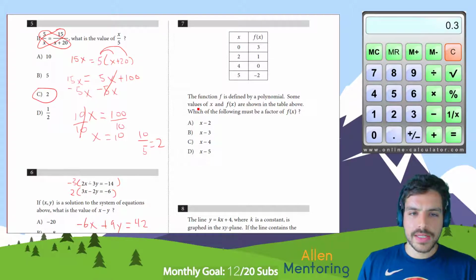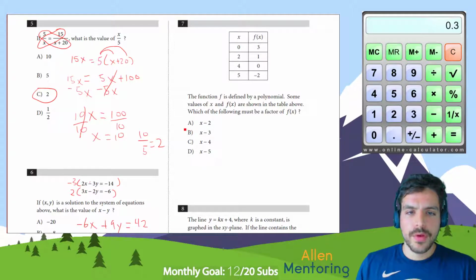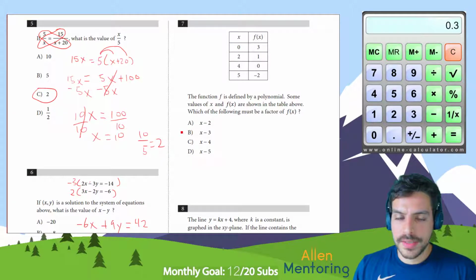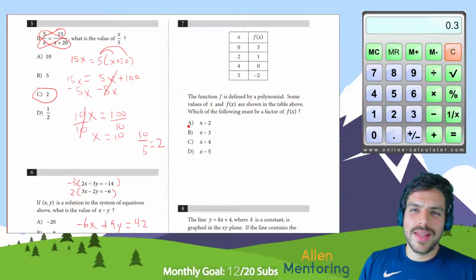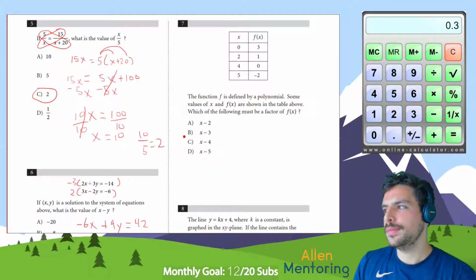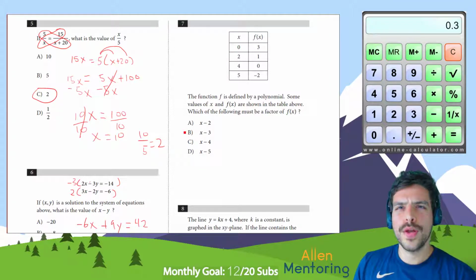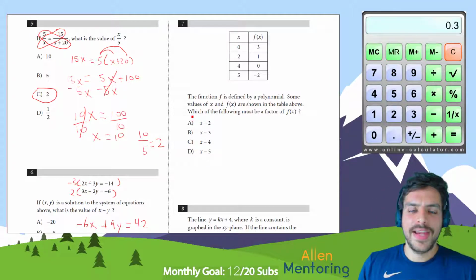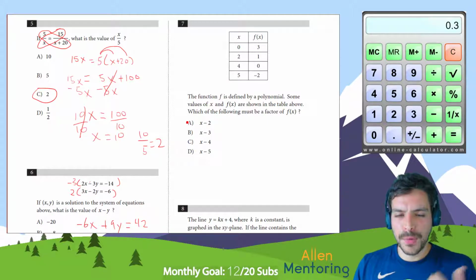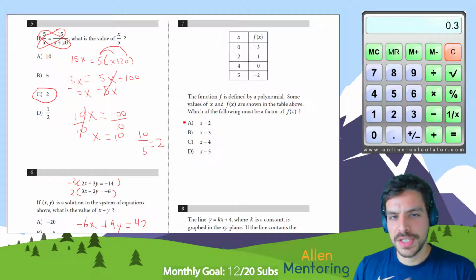All right, the function f is defined by a polynomial. Some values of x and f of x are shown in the table above. Which of the following must be a factor of f of x? So these problems come up a lot, and there's, I think, one little math hint that you need to feel pretty confident with these functions and factors of functions.